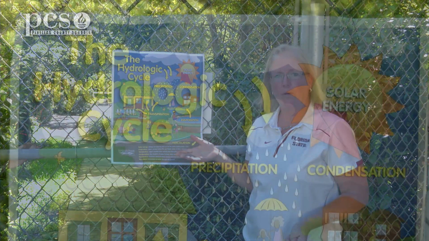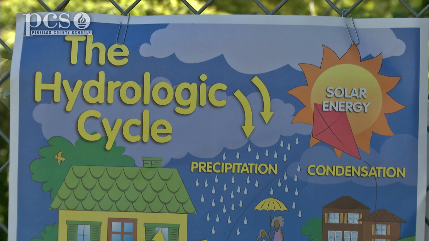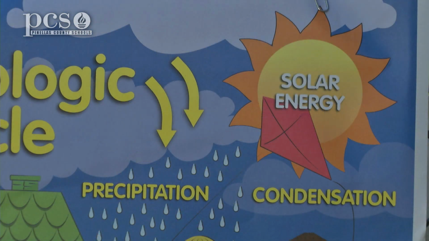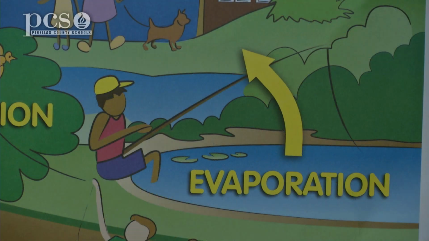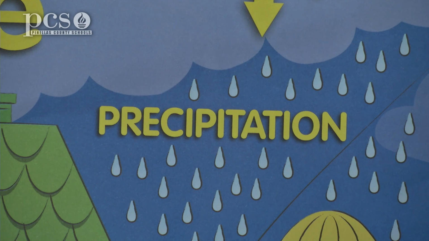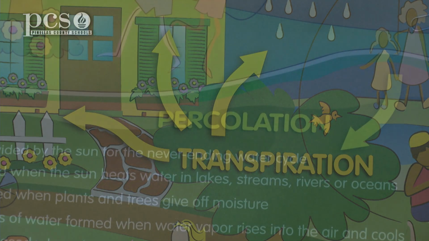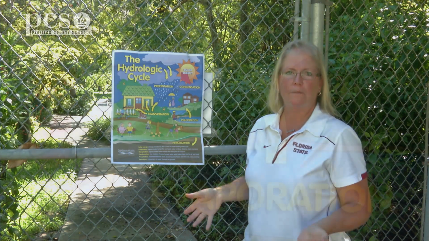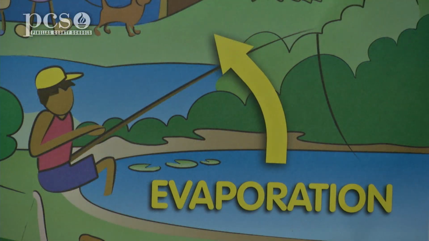So today we're going to talk about the water cycle. As you can see here, we have a poster that breaks it down and shows you the different parts of that cycle. We have the solar energy, of course, which plays a big part in evaporation. And then we have other sections here with condensation, precipitation, transpiration, and percolation. So we're going to talk about all those and do a little demonstration of what each one means. We're going to start with evaporation.